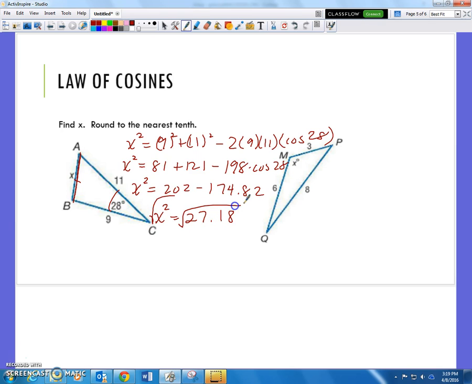and finally square root. And again, we don't need the plus and the negative version of the square root because we are doing a distance. We're talking about a distance, so that is not necessary. At the end of the day, x equals 5.2. It does say round to the nearest 10th, so 5.2.